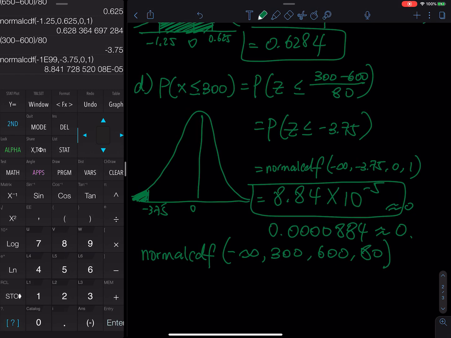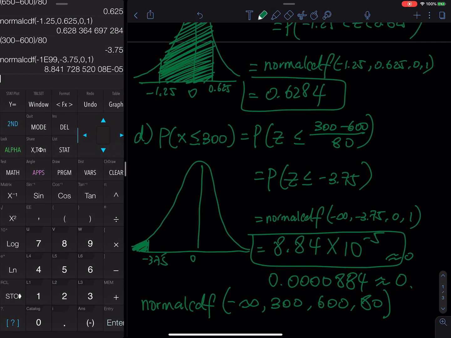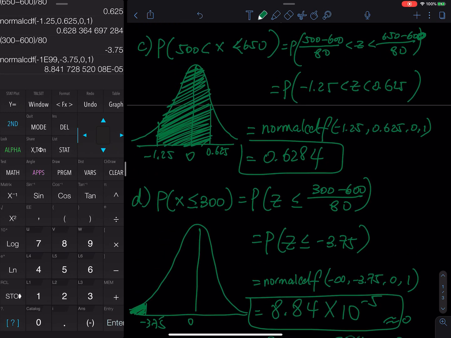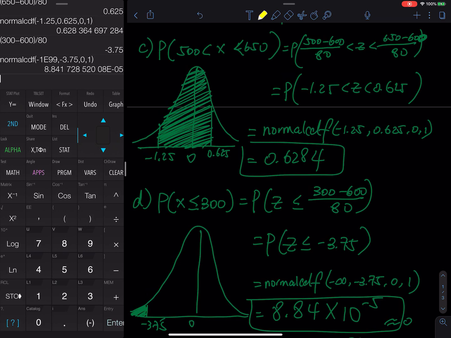All right, I just found out that I forgot to do this for the previous one. So let's go back to the previous problem. I'm going to change color for that so that it's easier for you to see. The shortcut is normal CDF from 500 to 650. The mean is 600. The standard deviation is 80. That gives you the same answer.